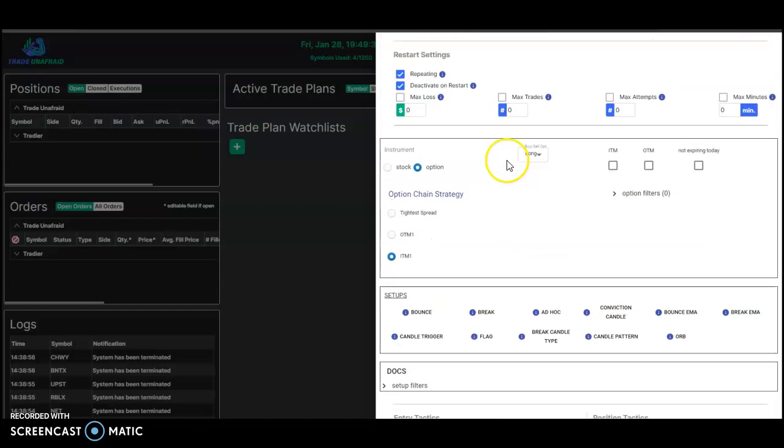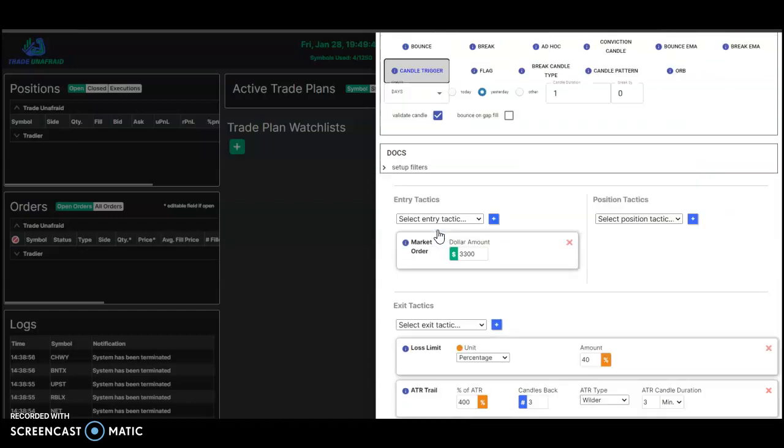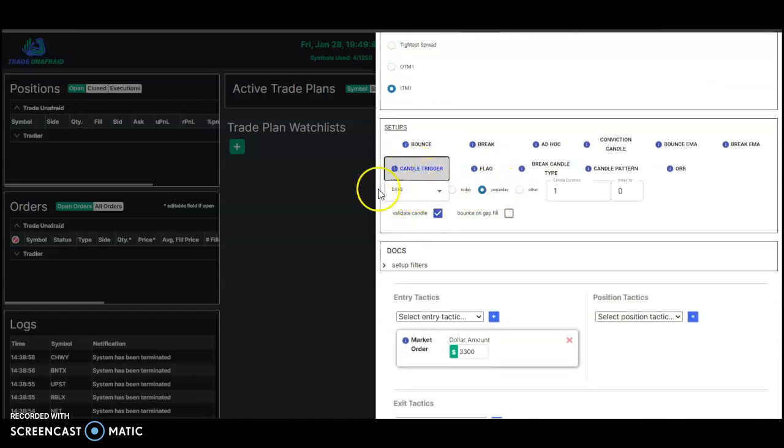I like to trade ITM1. I like to trade Lotos as well, Friday Lotos. So I'm not checking this box. We are playing daily breaks, which is candle trigger yesterday, validate candle, and we play gap fills as well, and we play high-low touch.